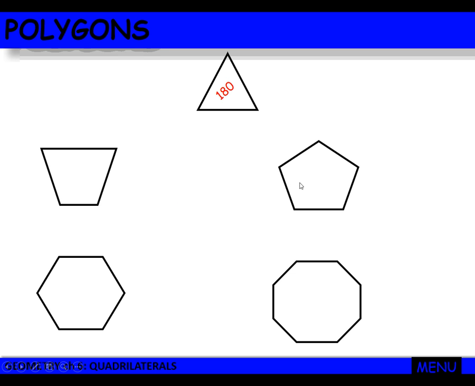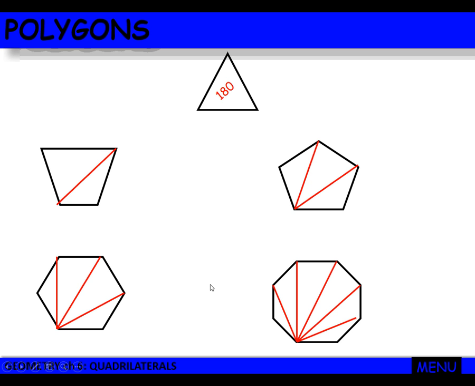So here we have a quadrilateral, a pentagon, a hexagon, and an octagon. If we want to know how many degrees the interior angles add up to, what we do is we draw in diagonals and break it up into triangles. Here, this four-sided shape got broken up into two triangles. Our five-sided pentagon gets broken up into three triangles. Our six-sided hexagon gets broken up into four triangles. And our eight-sided octagon gets broken up into how many triangles? It's going to be six triangles.